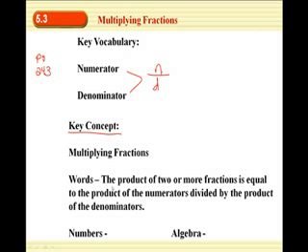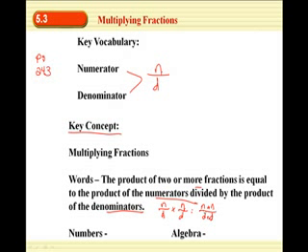Here it is. To multiply fractions, the product of two or more fractions is equal to the product of the numerators divided by the product of the denominators. Now here's how I read that. You have a numerator over a denominator times a numerator over a denominator. The answer is numerator times numerator over denominator times denominator. So you just multiply, in other words, top times top, bottom times bottom.